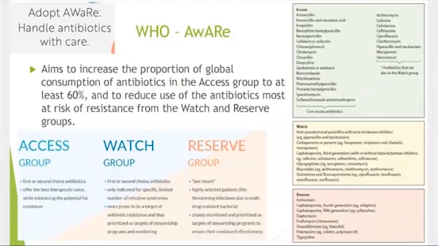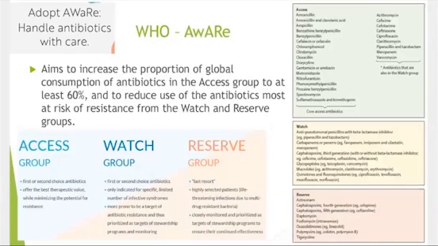The available antibiotics are classified into three groups. The first one is the access group, in which case these antibiotics are believed to offer the best therapeutic value and they have minimal potential for resistance. The second group is called the watch group. This group is indicated only for treating specific infective syndromes. Like when a patient has a methicillin-resistant Staphylococcus aureus infection, you have to use vancomycin for it. So they are placed under the watch group.